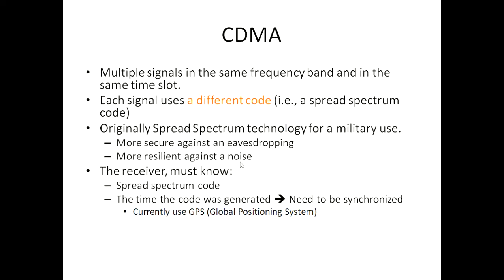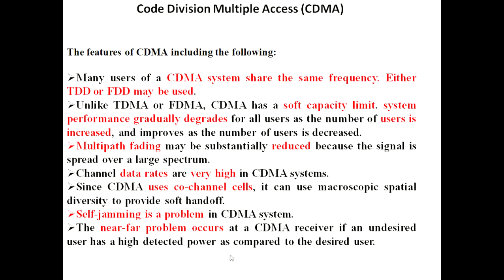So what is CDMA? It carries multiple signals in the same band and in the same slot. Each signal uses a different code, which is called the PN sequence or the spreading sequence. The receiver must know the spread spectrum code. Once it knows the PN sequence, it is able to interpret and retrieve the original information. These are the features of CDMA.